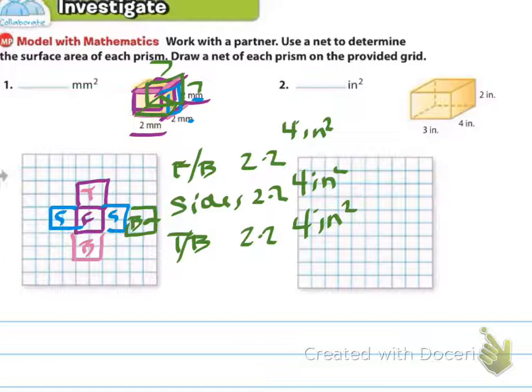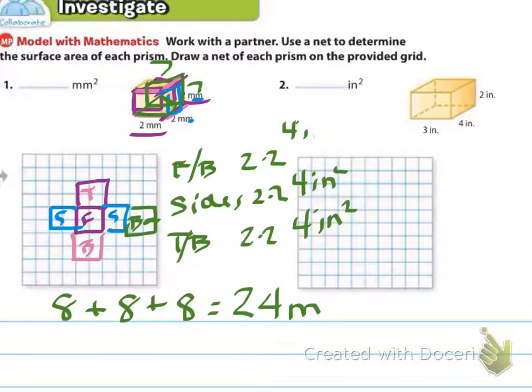There's 2 of each of these, so I'm actually going to do 8 plus 8 plus 8, because it's 2 times 4, 2 times 4, 2 times 4, and add all those together. And my final answer is that, why do I always go to inches? Sorry, guys. Whoever caught on to that, good job. Millimeters. Okay, so we've got 24 millimeters squared. All right, so I made a mess of that.